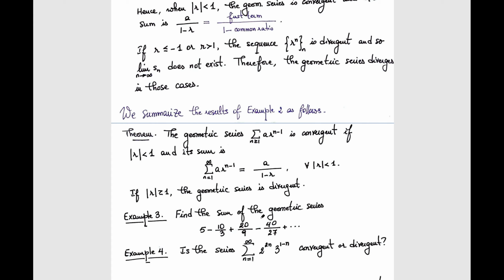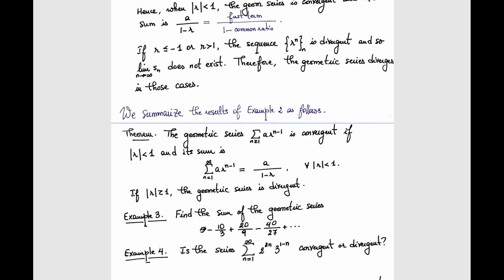Find the sum of the geometric series 5 minus 10 over 3 plus 20 over 3 minus 40 divided by 27 plus and so on. By "so on," we mean that the pattern is preserved. Well, one moment's reflection shows that this is a geometric series with first term 5, and the common ratio is going to be how much? 2 over 3, right?